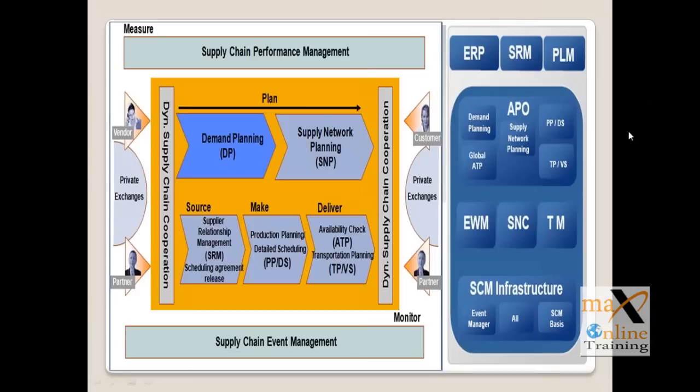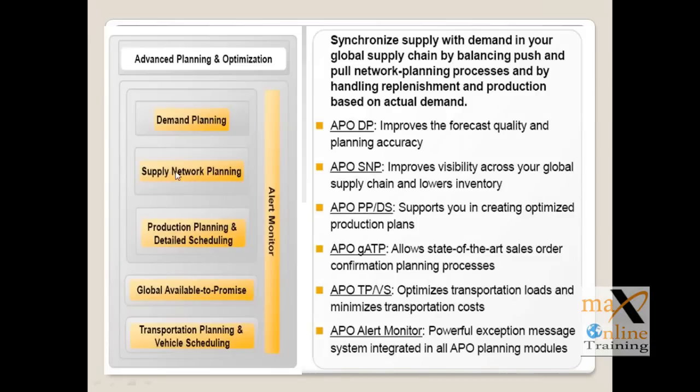SAP SCM is the combination of all of these, and APO is only one of the tools. Again, APO has sub-modules. Among all the supply chain management software, most companies now are starting with SAP APO. In SAP APO we have different modules: demand planning, supply network planning, production planning and detailed scheduling, global available to promise, and transportation planning. These are the modules in APO.